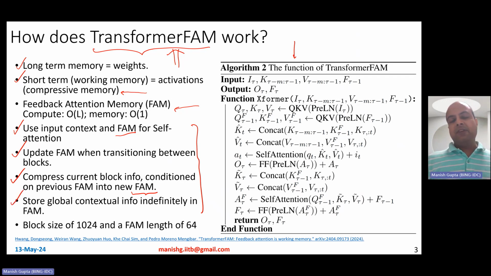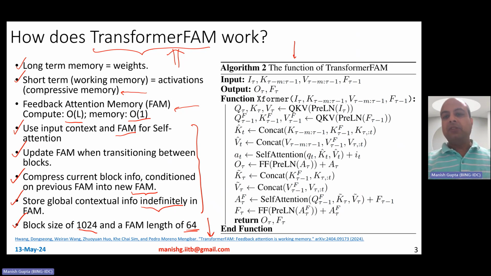And the most important point, this feedback attention memory is supposed to be a representative of the global contextual information so far, and therefore it should be comprehensive in that sense, so as to compress contextual info indefinitely into this feedback attention memory. Okay. Now, in their particular case, they use this memory of very small length, just 64, while the block size is 1024. So if you really think about it, the memory is much smaller in size compared to the overall sequence length that it can manage. Clearly, feedback attention memory gives you linear complexity in terms of compute and a fixed constant size in terms of memory. Okay, so how does it work?